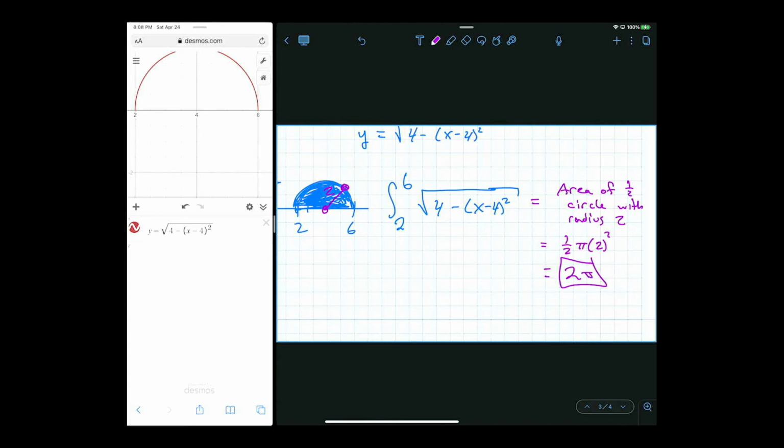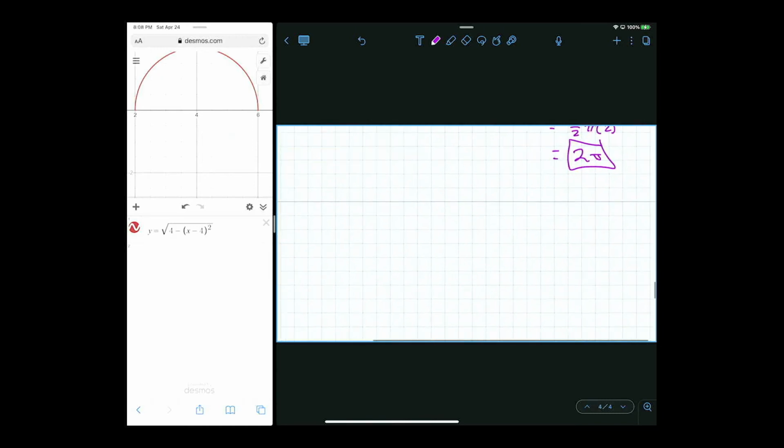Hopefully that's not too tough because we just did it and we did it again. The hard part was they did not give you the picture this time, so you had to figure out the picture yourself. But that's what these graphing tools are for. So let's do another one.